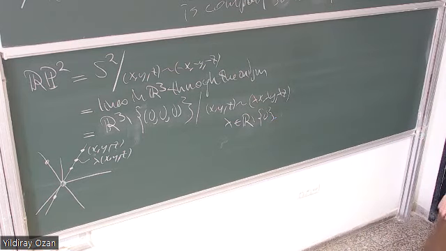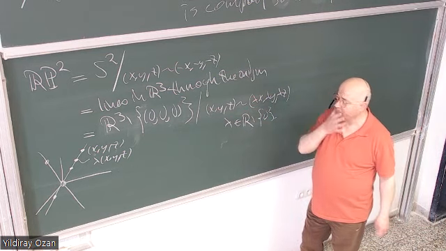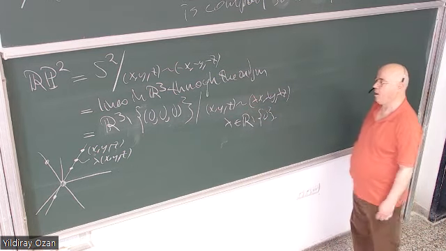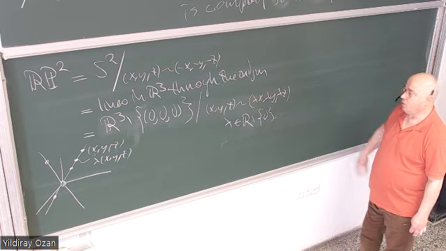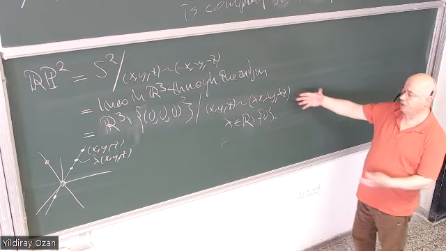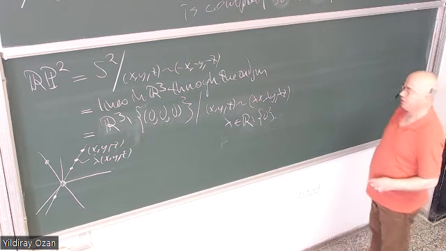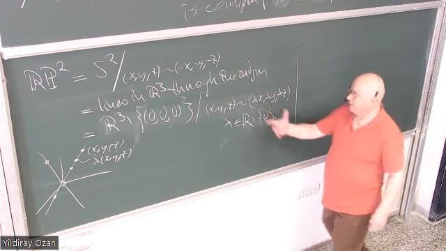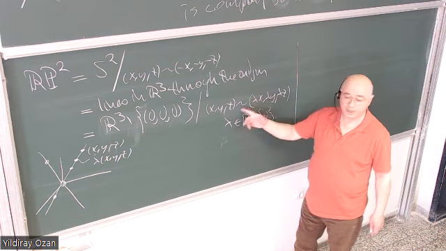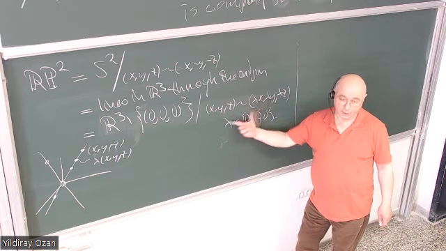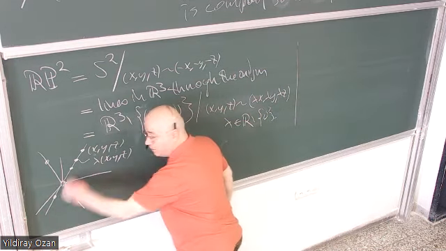So this is another description of the real projective plane. Okay. Now, how can we manipulate points and lines in this space? Well, this is an equivalence relation. The equivalence class of any point is just a line, right?